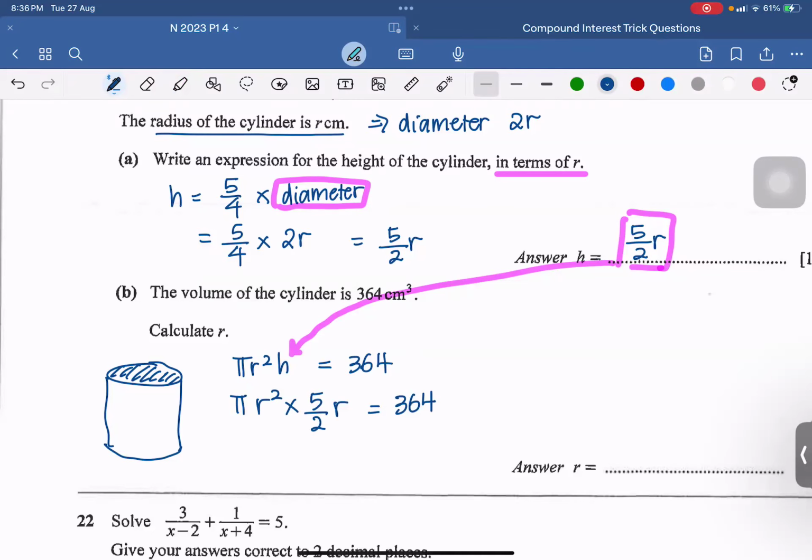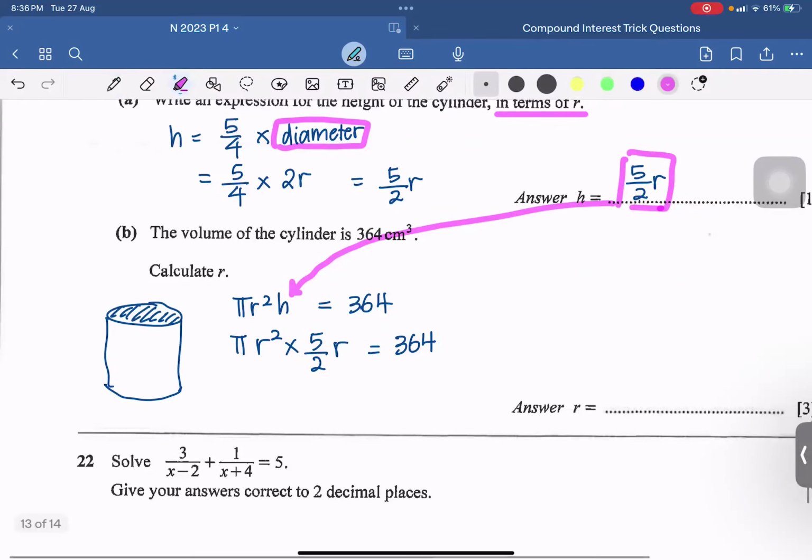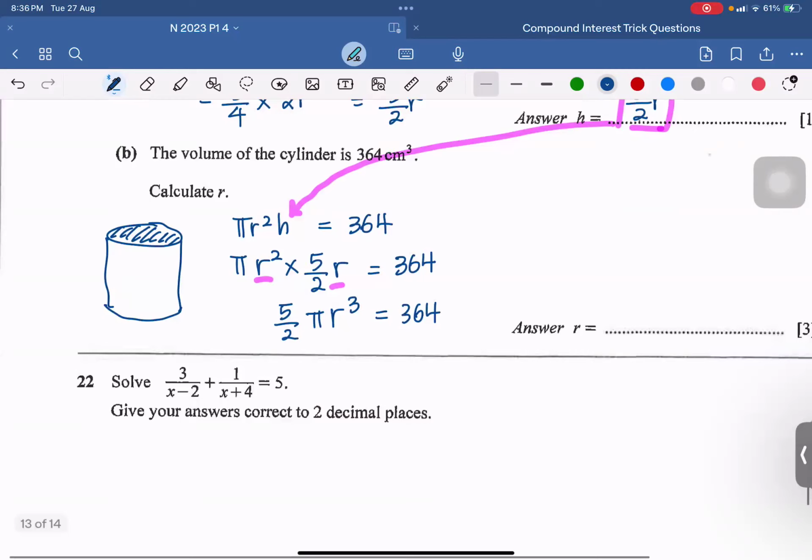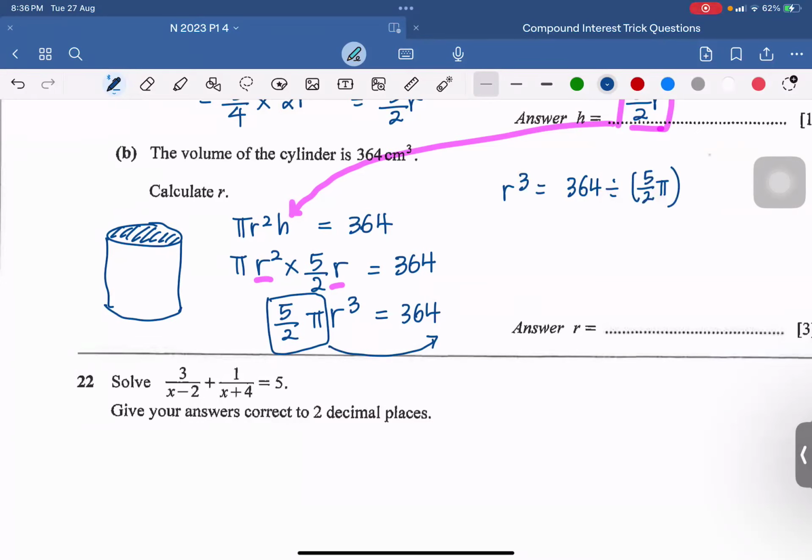Let's simplify this portion a little bit. R squared times R gives me R cubed. 5 over 2 pi equals 364. Okay, so next thing is we need to get rid of the numbers first. I'm going to get rid of 5 over 2 pi. So R cubed will be equal to 364 divided by 5 over 2 pi, the whole thing.